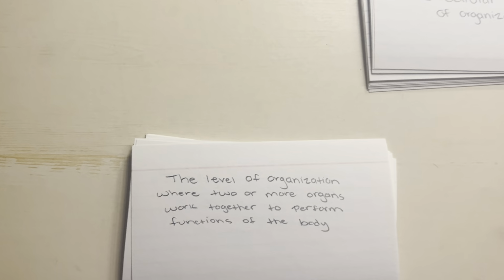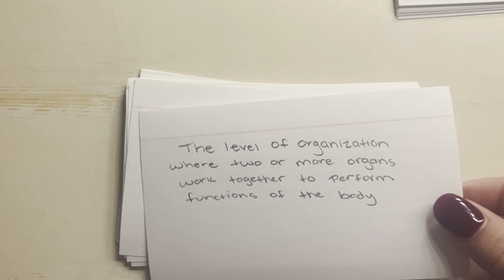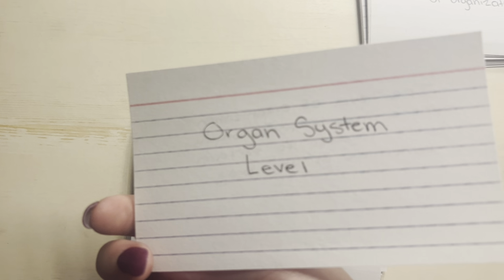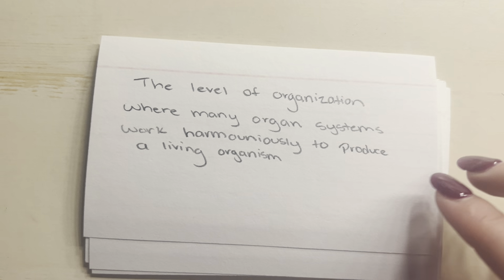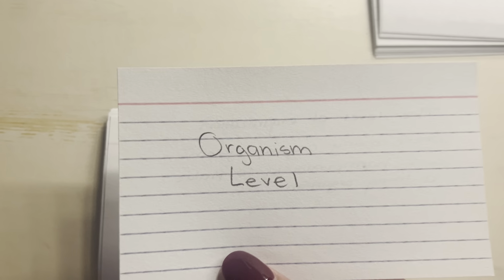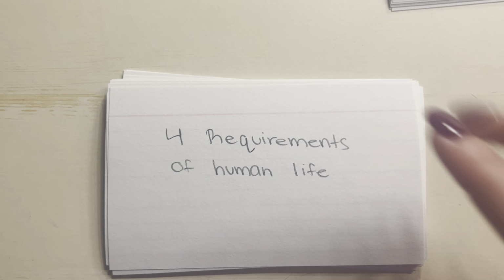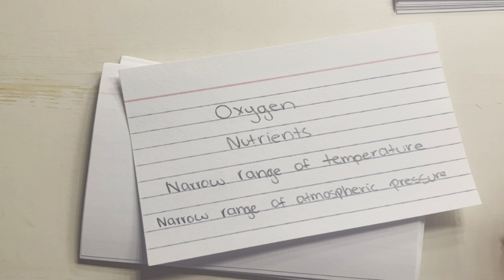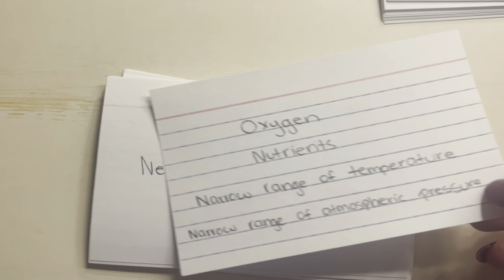The level of organization where two or more different tissues combine to make an organ. That is the organ level. The level of organization where two or more organs work together to perform functions of the body is the organ system level. And the level of organization where many organ systems work harmoniously to provide a living organism is the organism level. The four requirements of human life are oxygen, nutrients, a narrow range of temperature, and a narrow range of atmospheric pressure.